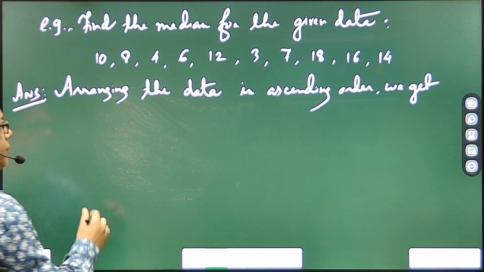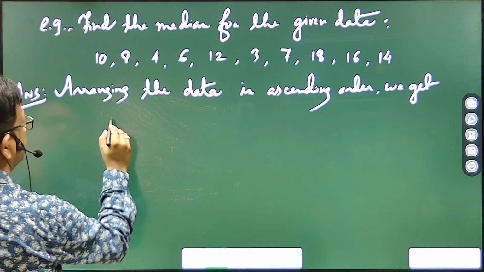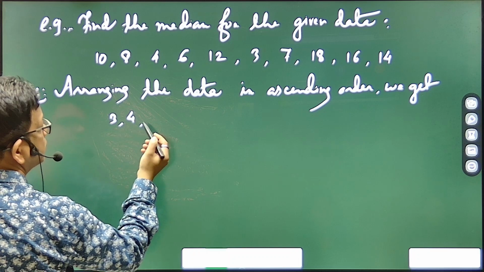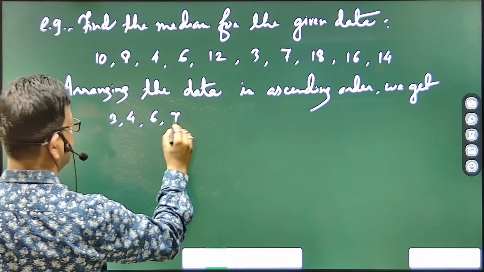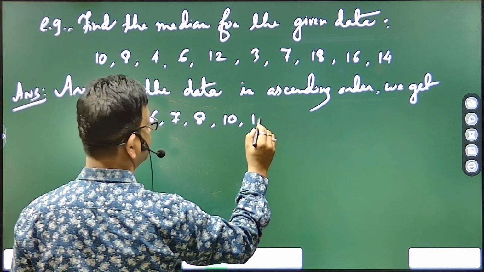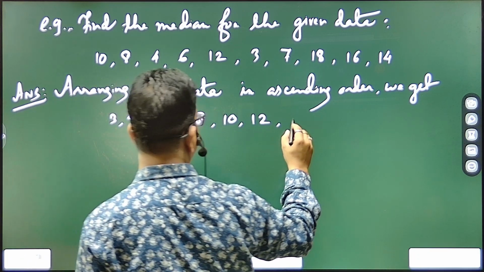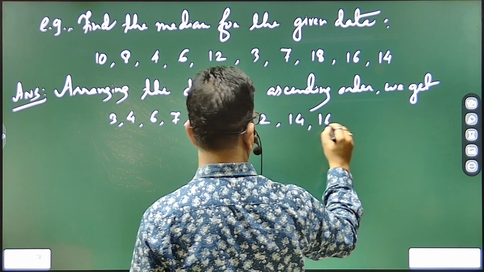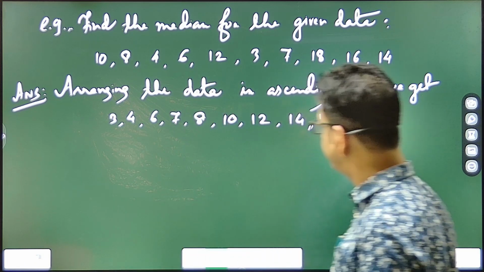So please say first, which one is the smallest? 3, then 4, please say first. 6, 7, 8, 10, 12, 14, 16, 18, correct? Now we just arrange them in ascending order.